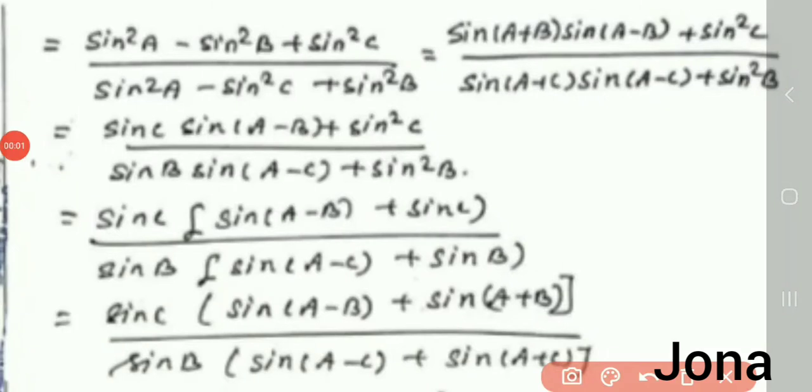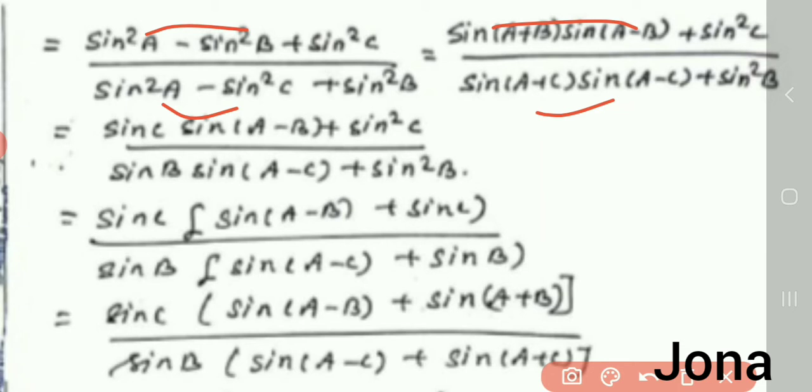Here now we have sin² A minus sin² B plus sin² C divided by sin² A minus sin² C plus sin² B. I want to group the first two things here. So I can write this as sin(A + B) into sin(A − B). Likewise here also I want to group the first two so that we have sin(A + C) into sin(A − C) plus sin² B.